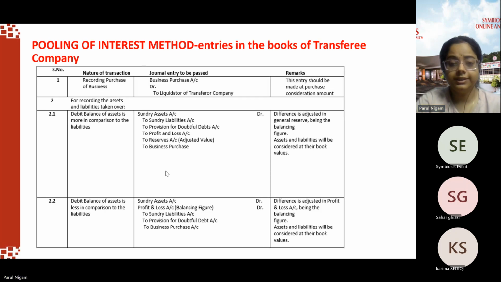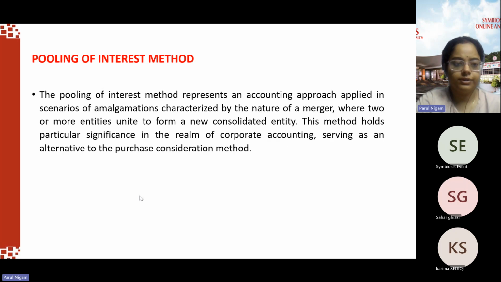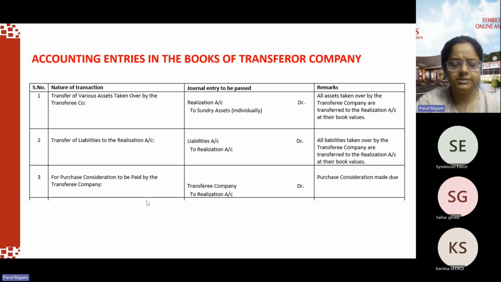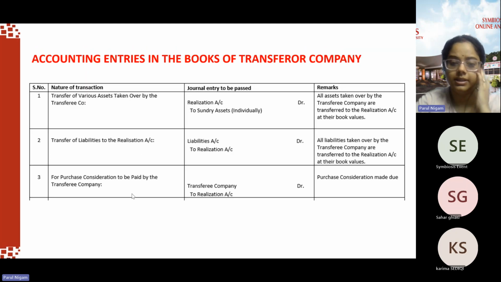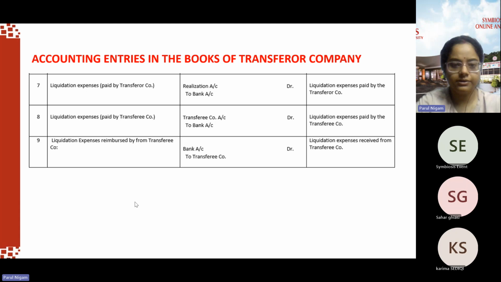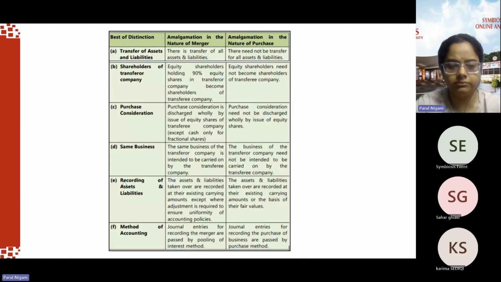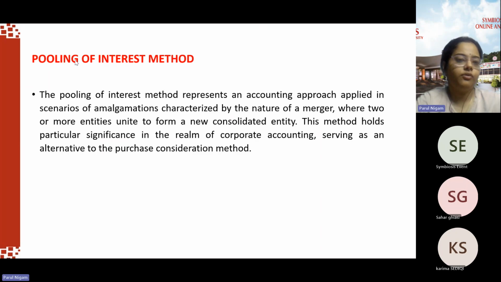So there are multiple entries which you need to understand for this pooling of interest method. Although the volume is high, the entries are very easy. I'll just explain it to you, don't worry. Okay, so the pooling of interest method.